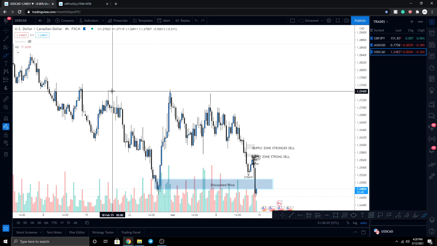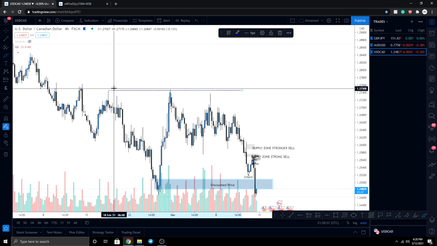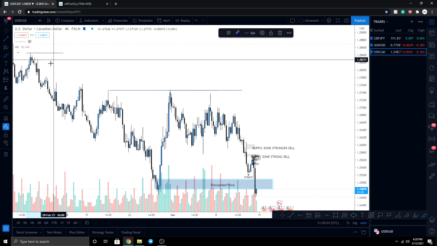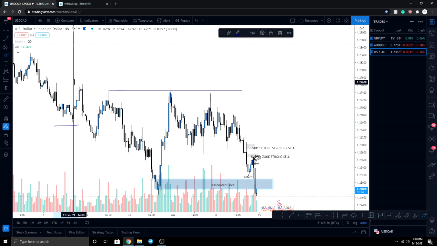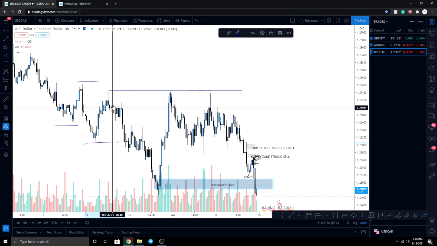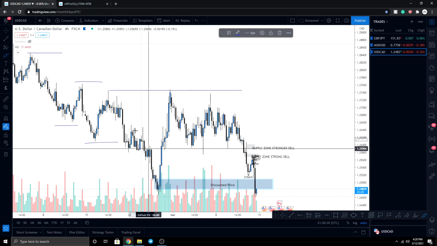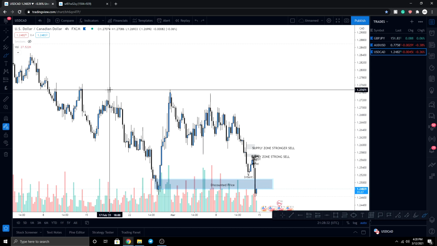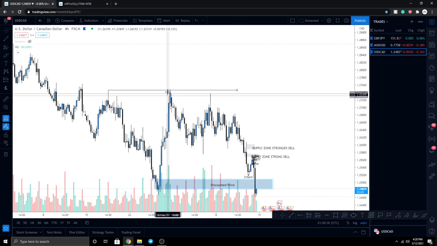But what they don't realize is that we failed to break past this previous lower high, because we created a high and then a low, another high and a lower low, and then another lower high and a lower low. We failed to break past this lower high right over here. So this would have been your indication that the market is still bearish.